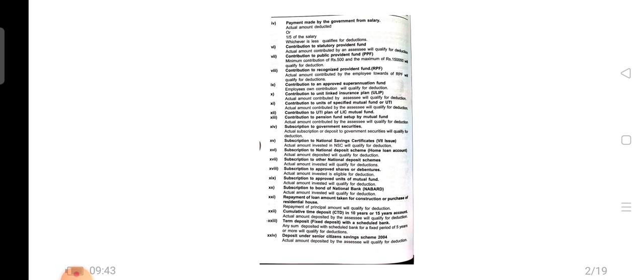Similarly, contribution to statutory provident fund, public provident fund, recognized provident fund, superannuation fund, or contribution to unit linked insurance plans, then contribution to units specified by mutual funds or Unit Trust of India, then LIC or mutual fund contribution, then pension fund or government securities, national savings certificates, national deposit schemes, then approved shares or debentures, approved units of mutual funds, bonds of the national bank or NABARD, then repayment of a loan taken for construction or purchase of a residential house, then cumulative time deposits for 10 years or 15 years, then term deposit, fixed deposit with a scheduled bank, then similarly deposit under the Senior Citizen Savings Scheme 2004.